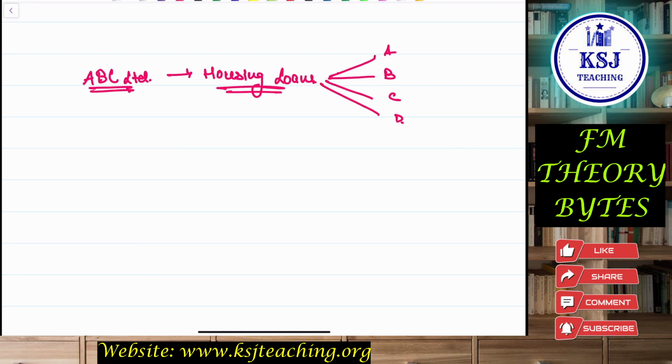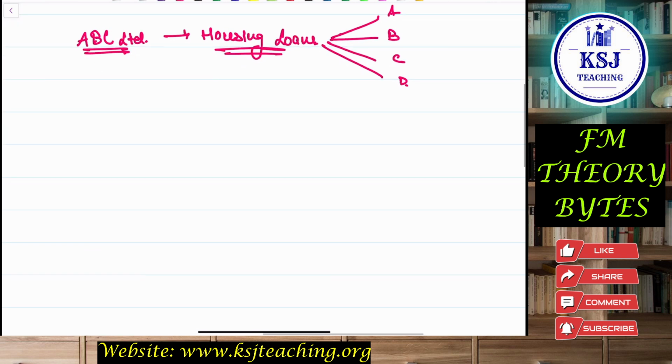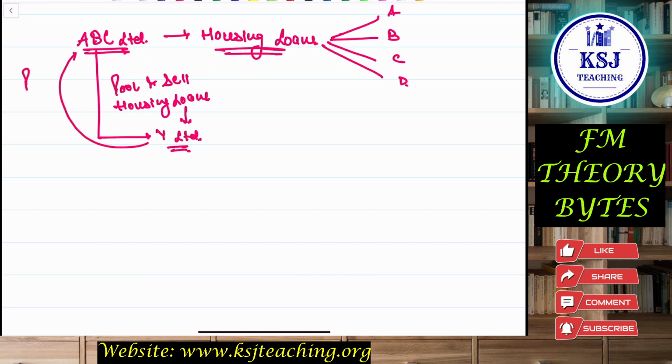Now, what will they do? Here comes into the picture another party, let's say Y Limited. ABC Limited will pool all their housing loans and sell them to Y Limited. Y Limited will pay ABC Limited against the housing loans purchased.